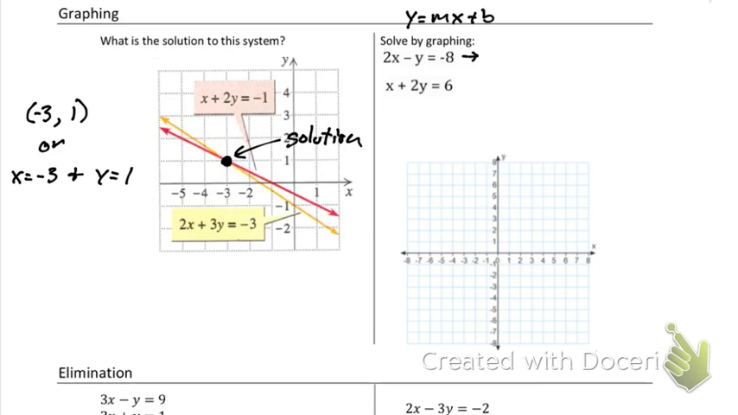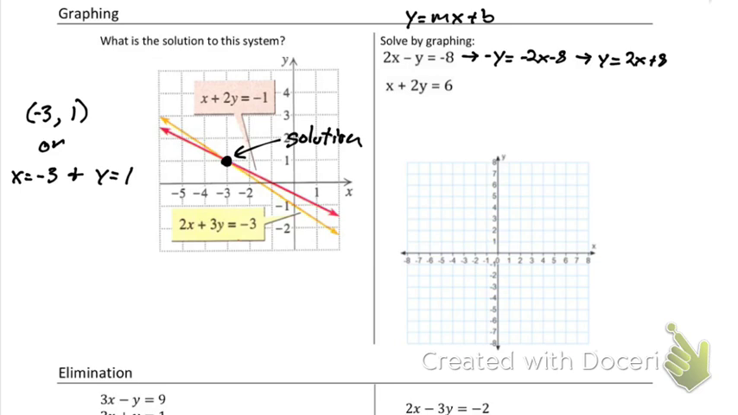So the first step might be to subtract 2x from both sides. That'll give me -y equals -2x minus 8. Now I do need to get rid of that negative, which means I'm going to multiply everything by -1, which is going to result in y equals 2x plus 8. All right, let's graph that first, and then we'll do the other one.